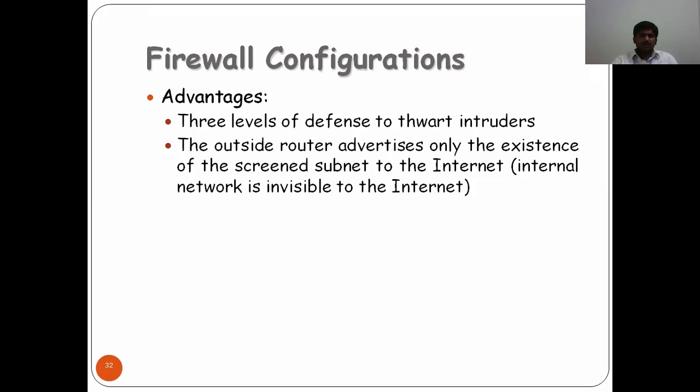Then the outside router's advantage is that it only extends the screened subnet to the internet. That is, the internal network is invisible to the internet. So you know the difference between a small internet and a capital I Internet. One is giving a network, another one is giving services. This is simply what you can call www services.